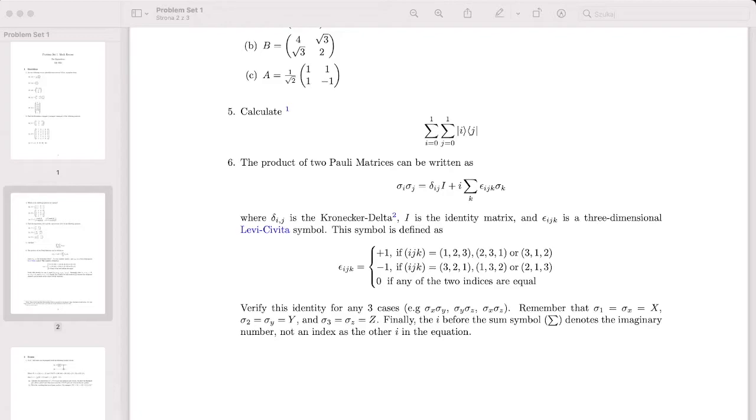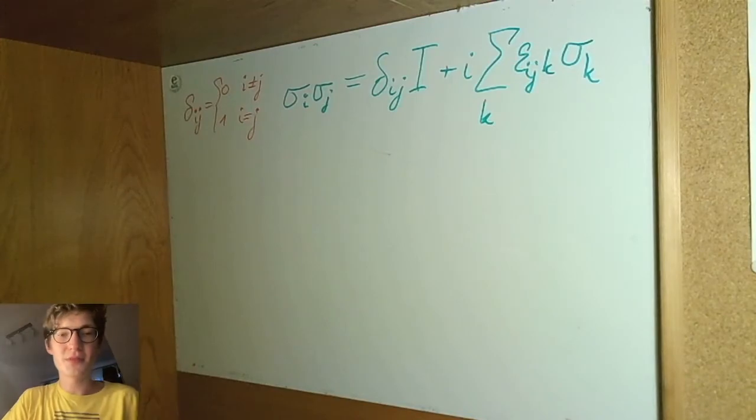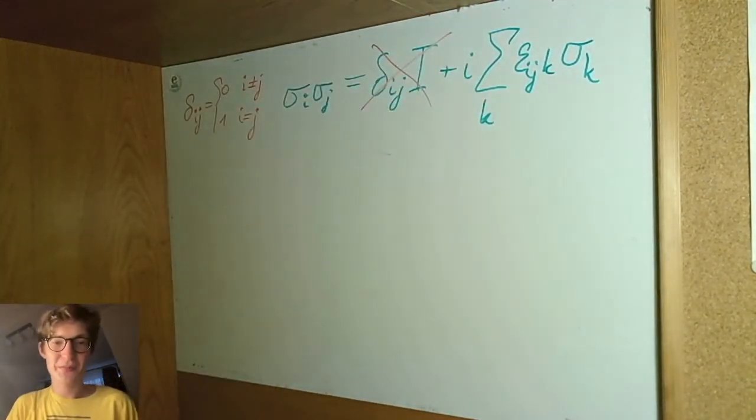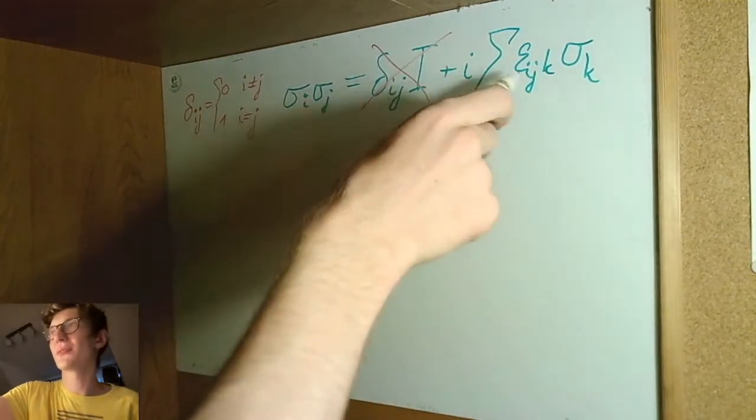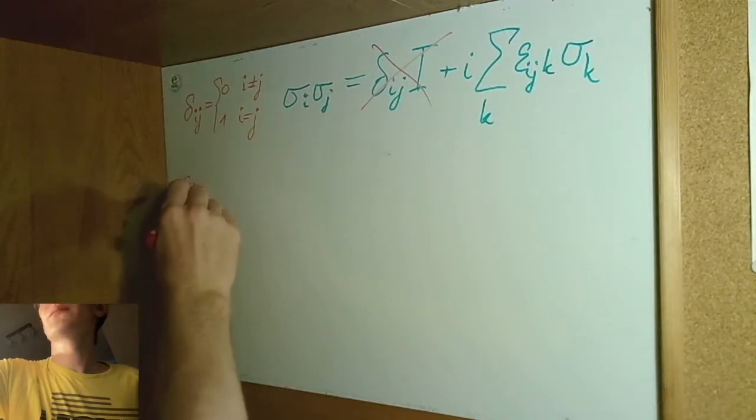If we had to compute the case in which we want to compute a product of sigma x with sigma x, then this delta would be 1. So we can just forget about this part, because it will be equal to 0. We just have to compute this sum. So what is this Levi-Civita symbol?